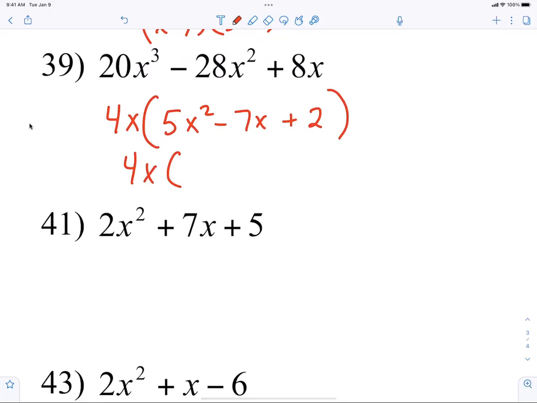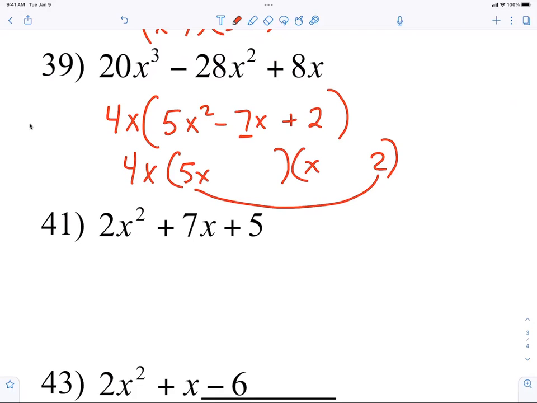So 4x, open parentheses. How do I make 5x squared? 5x and x. Now, where does the 2 have to go? On the right or the left? The right. If I put it on the right, isn't that going to make 10? Yeah. I don't want 10 because I'm trying to get to 7. So how did I know it went on the left? 2x and 5x makes what? 7x, if they're both negative.